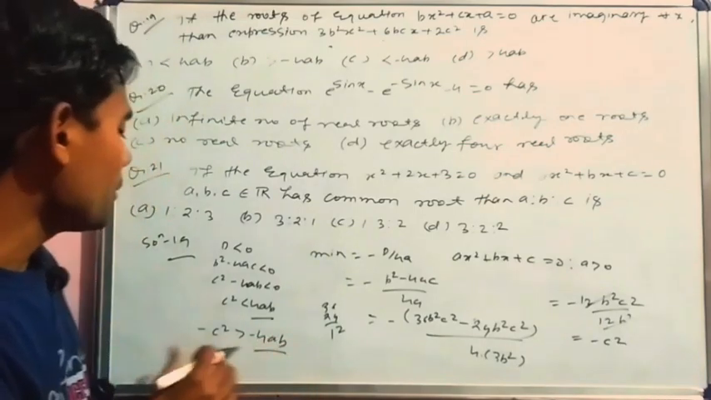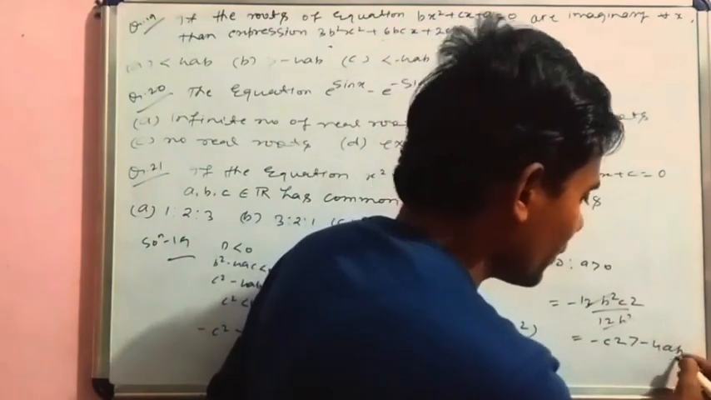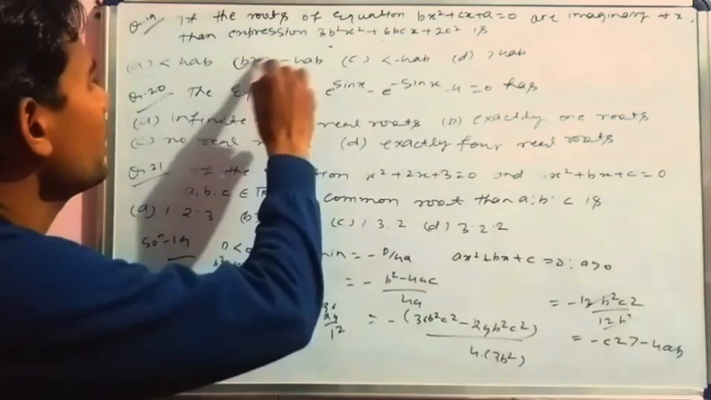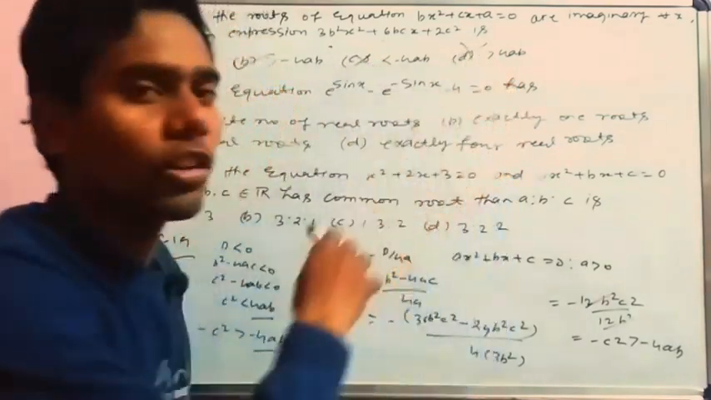Minus c square is greater than minus 4ab. Minus c square is greater than minus 4ab means that B is the right option, and A, C and D are incorrect options.